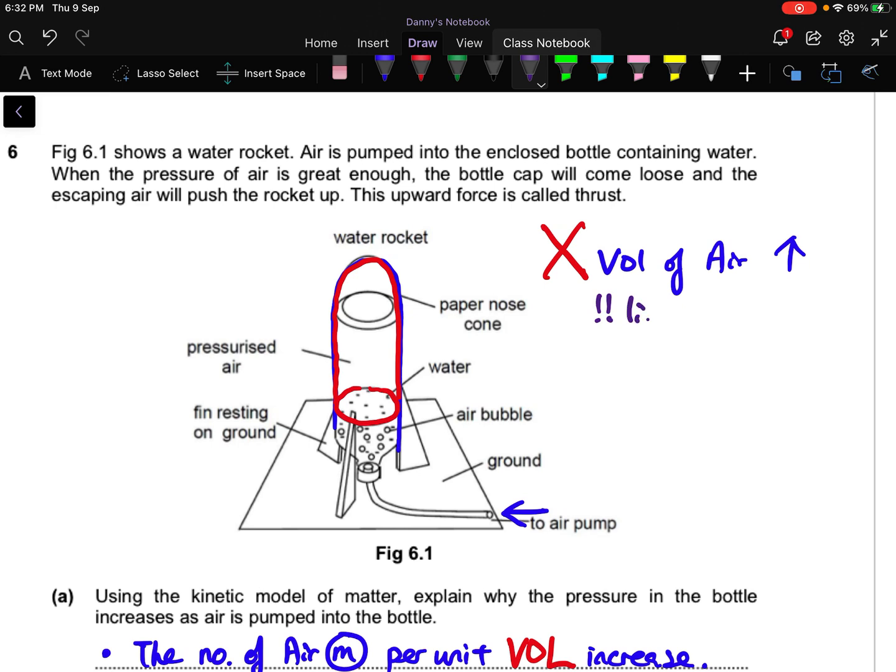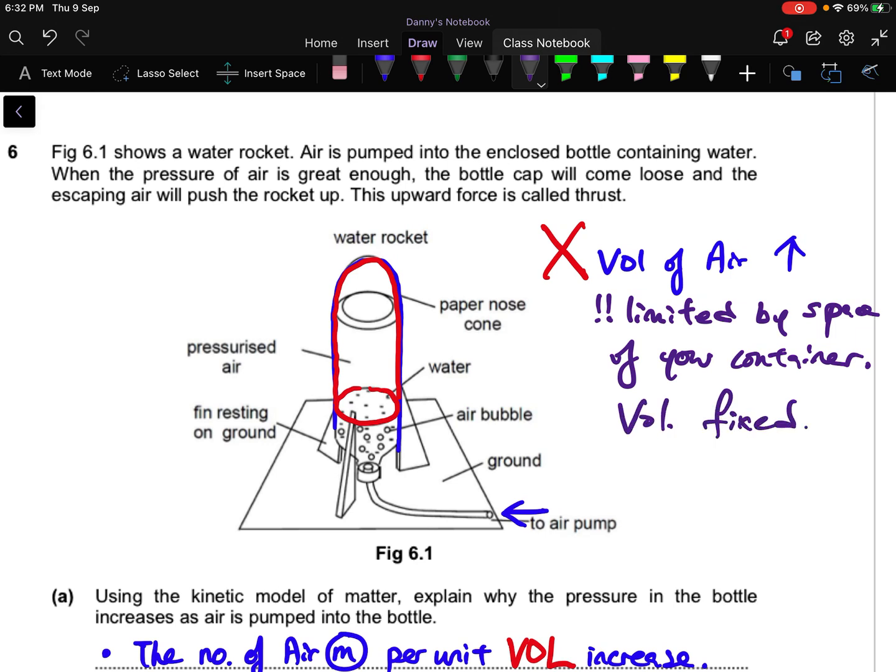The volume of air is limited by the space of your container. So if your container is not stretchable, not elastic, that volume is going to be fixed. You cannot change it. When you pump air in, what you are doing is bringing in more air molecules into that particular fixed volume. So if you are pumping in air, it is the mass of air that is increasing.